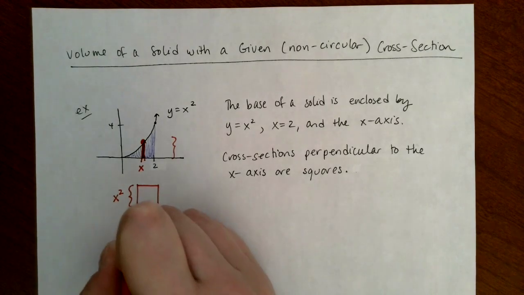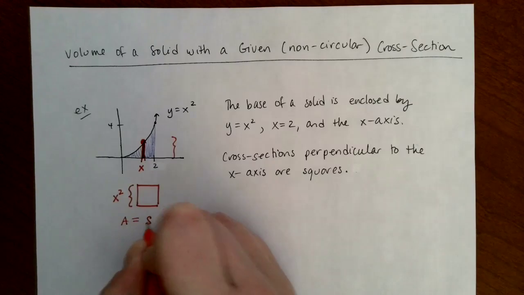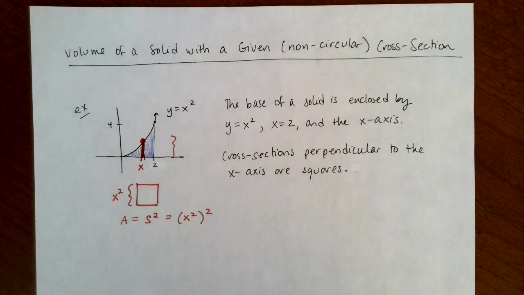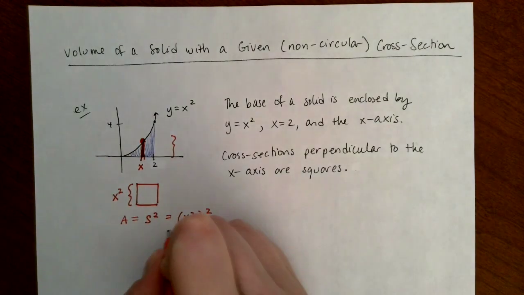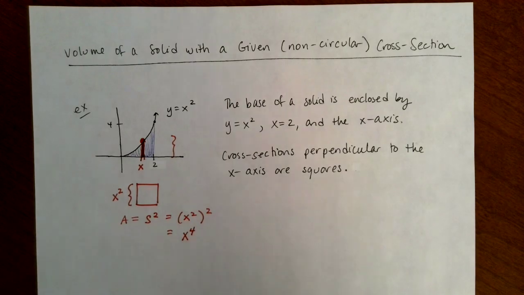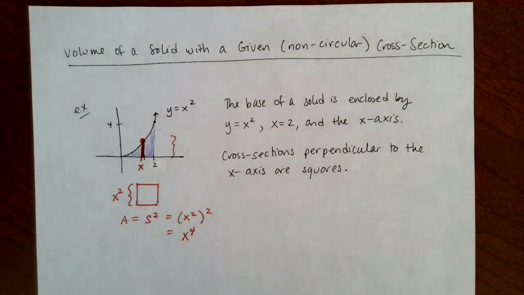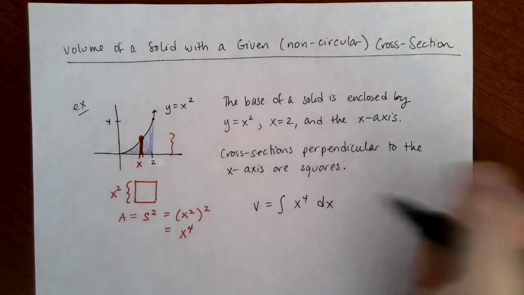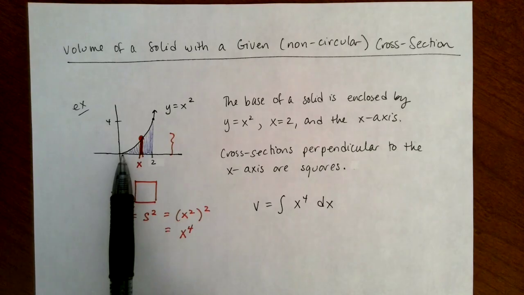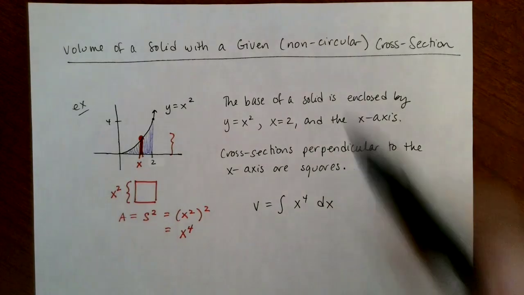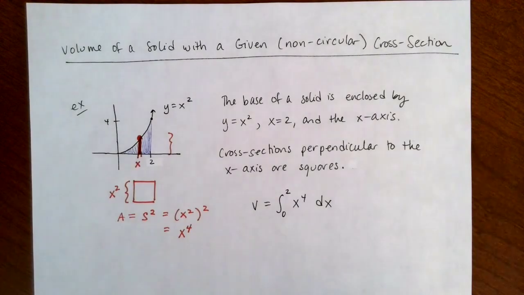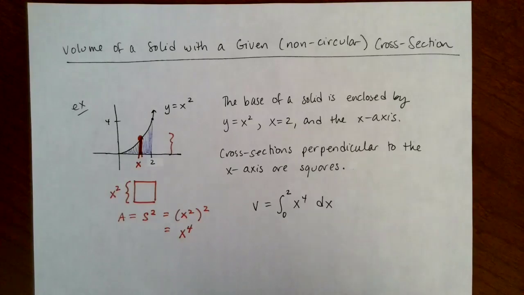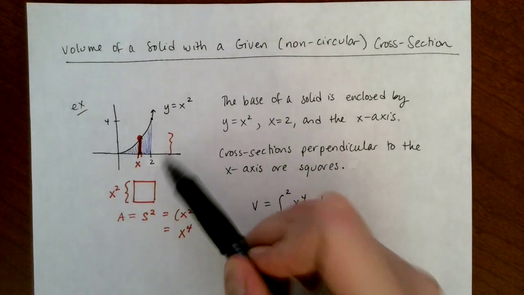The area of a square is always the side length squared. And here the side length is x squared. So that means our area function is x to the fourth power. Then our volume is the integral of x to the fourth power. And we're going to take all of the x values we would need to hit every cross section, which is 0 to 2.